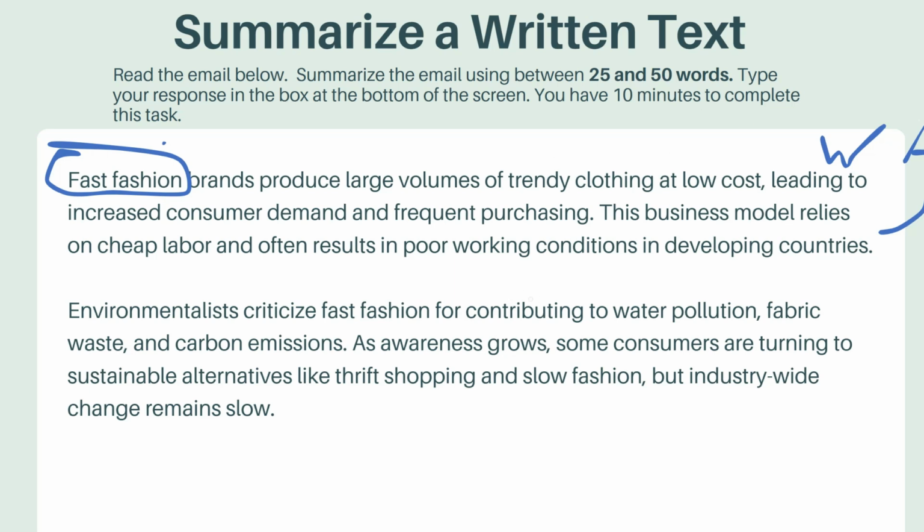And then I need to figure out why. Why is any of this important? Why is fast fashion a problem? Well, okay, I see environmentalist, water pollution, fabric waste. Awareness is growing and consumers are turning to a sustainable alternative, and so on. This will be the why. Why is it important? There we go.